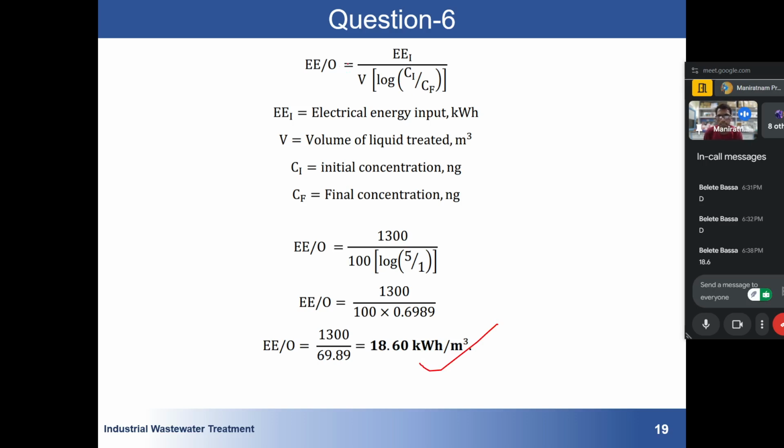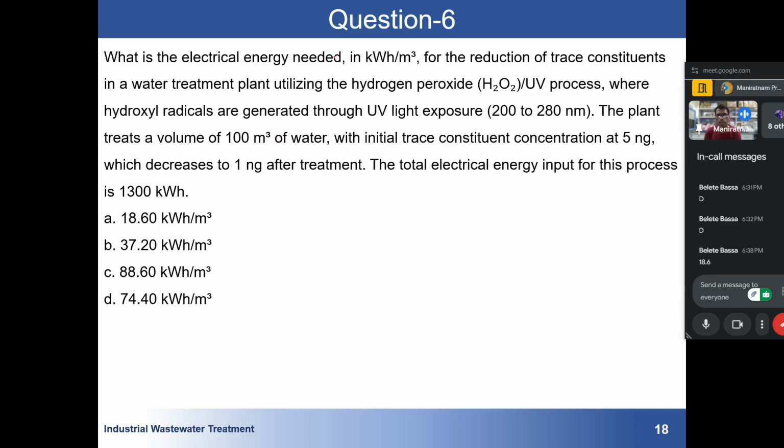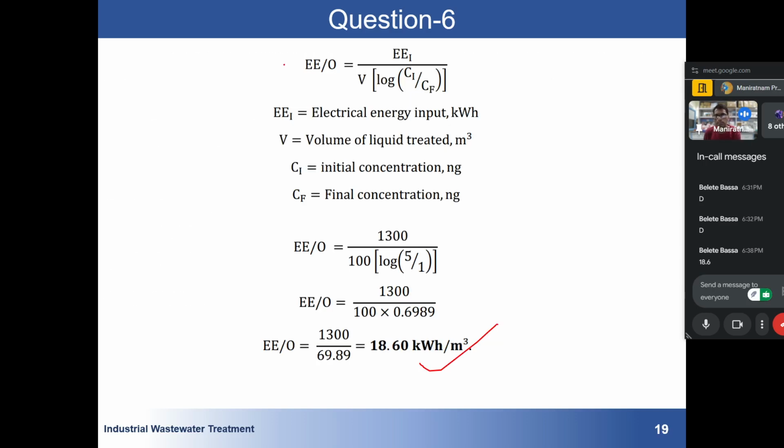This formula is very simple. If you have to find this electrical energy needed, then it is the electrical energy input divided by the total volume into efficiency, where we have to take the log of Ci by Cf. This is a direct formula. Now everything has been given to you.